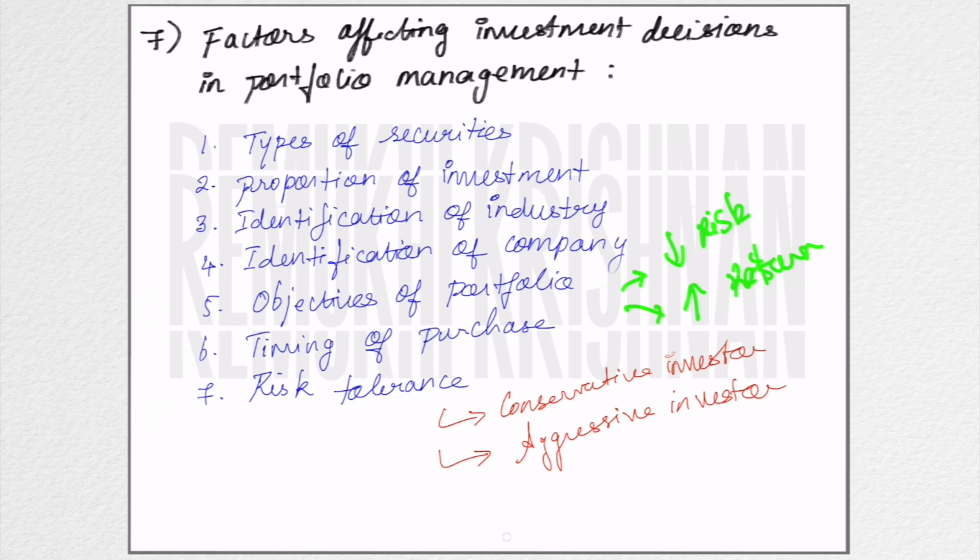So what are the 7 factors affecting the investment decisions? They are the types of securities which we are choosing, the proportion of investment which we are going to manage, the identification of industry, the identification of a particular company, the objectives of portfolio, what you wanted, the timing of purchase when you entered into this investment, and also the risk tolerance. How willing you are to take the risk will decide the investment decisions.